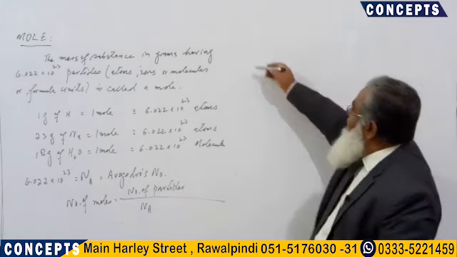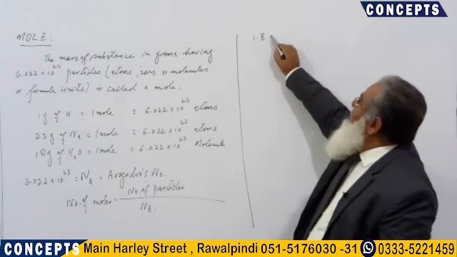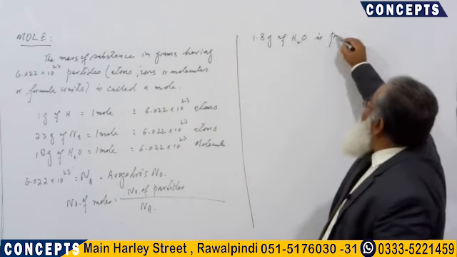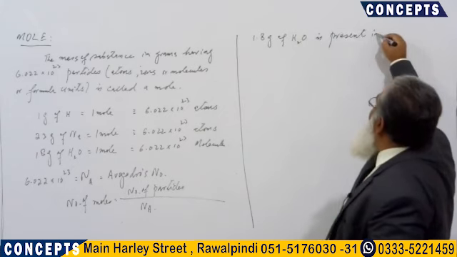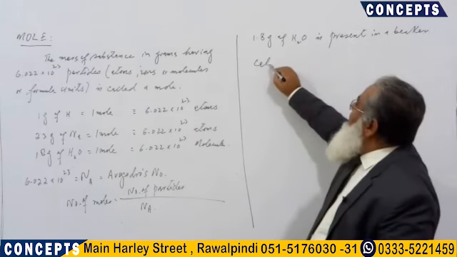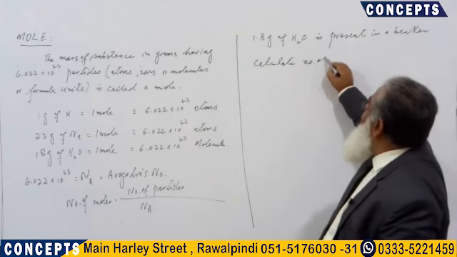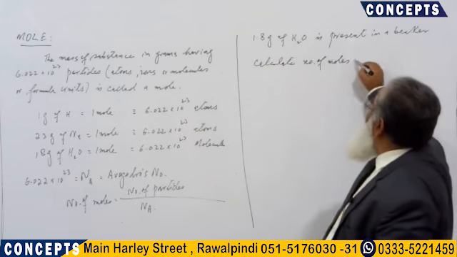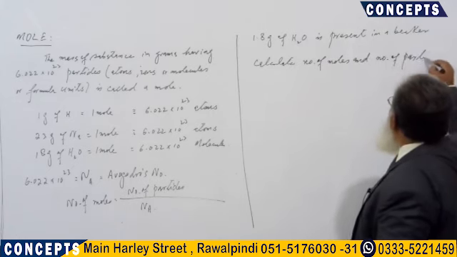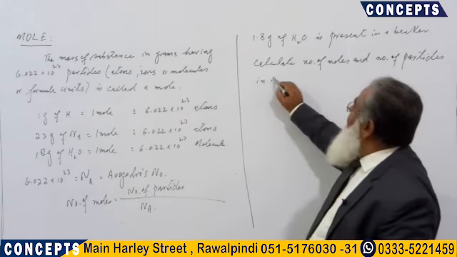With respect to this example, we are given 1.8 grams of water present in a beaker. Calculate the number of moles and number of particles in it.